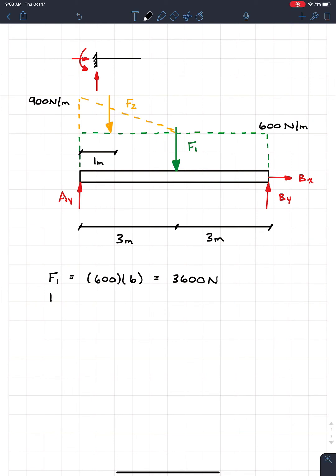We can do the same for F2. It's going to be the area of that triangle. So we know for a triangle, it's always going to be 1/2. And then the height of that triangle, even though it says 900, remember, 600 of that was already accounted for in the rectangle.